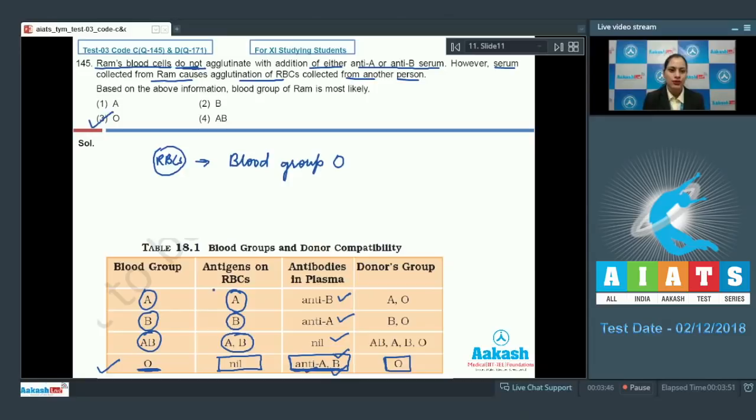Now, based on the above information, the blood group of Ram is most likely O, and the correct answer is option number 3. Blood group A cannot be a correct answer, B cannot be a correct answer, and last option AB blood group cannot be the correct answer. So the correct answer is option number 3. Let's proceed to the next question.